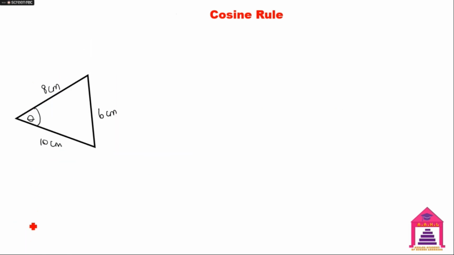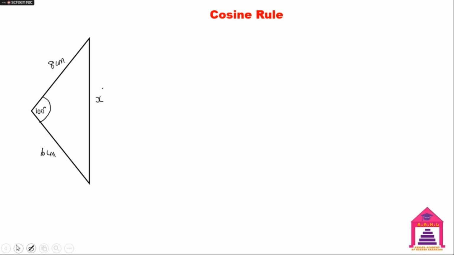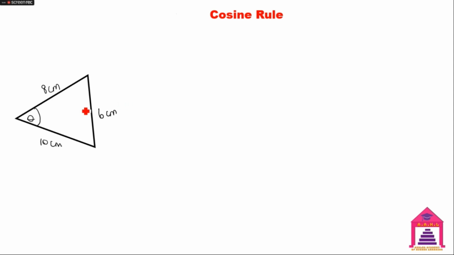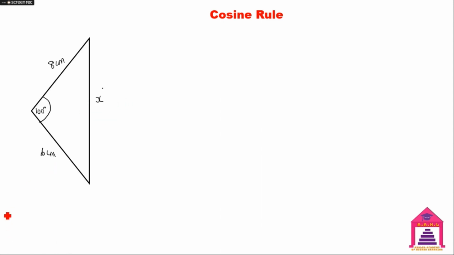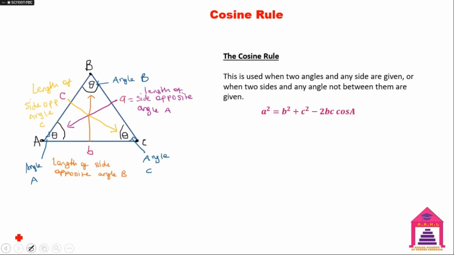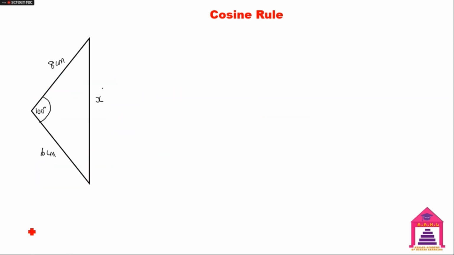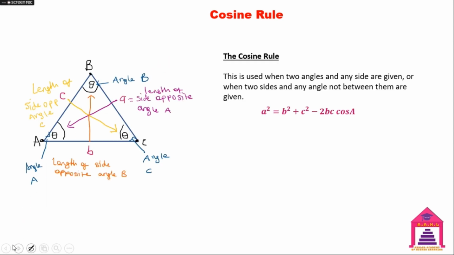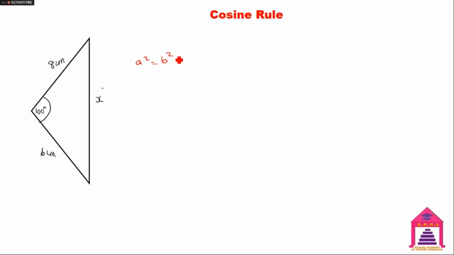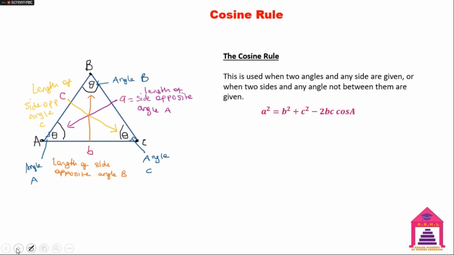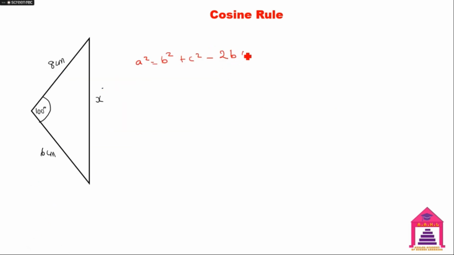Let's go with this example, and you guys will do this on your own. You can always message me and let me know what you got and if you need help with it. So you're going to take back our formula: a squared is equal to b squared plus c squared minus 2bc cos A. At this point in time, we want to label it.